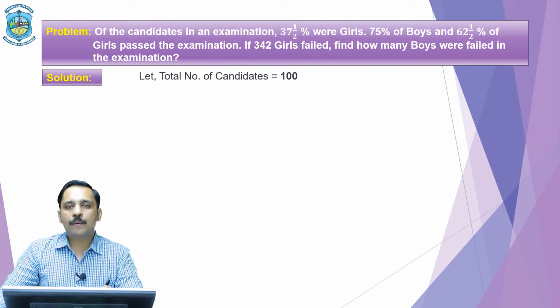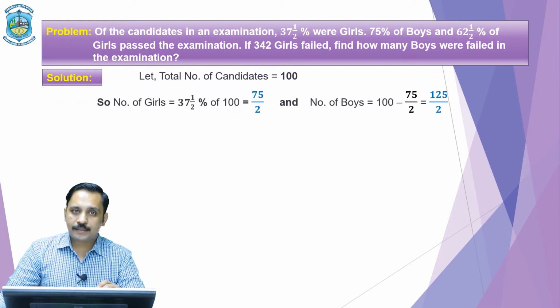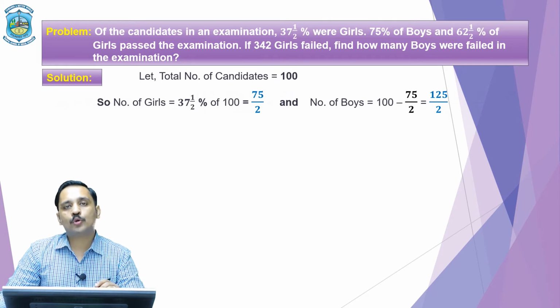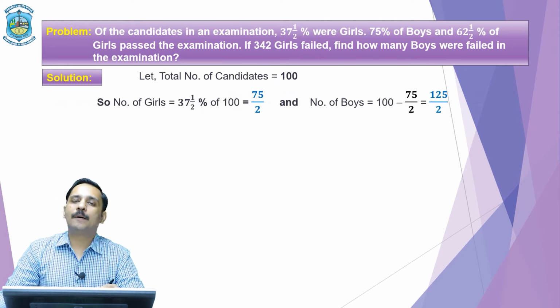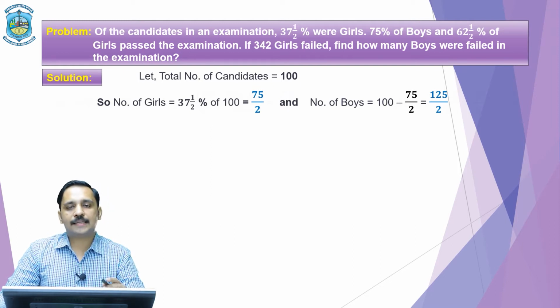Let the total number of candidates be equal to 100. So, the number of girls out of these is 37.5%, that is 75 upon 2, and the number of boys is 100 minus the number of girls, that is 100 minus 75 by 2, which is equal to 125 by 2.